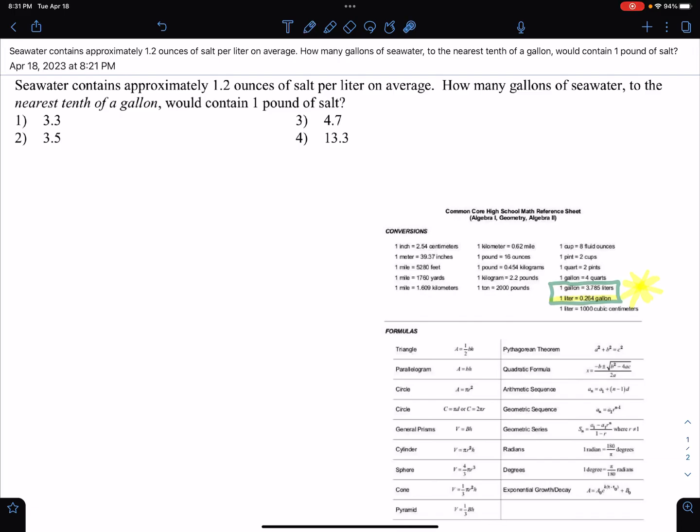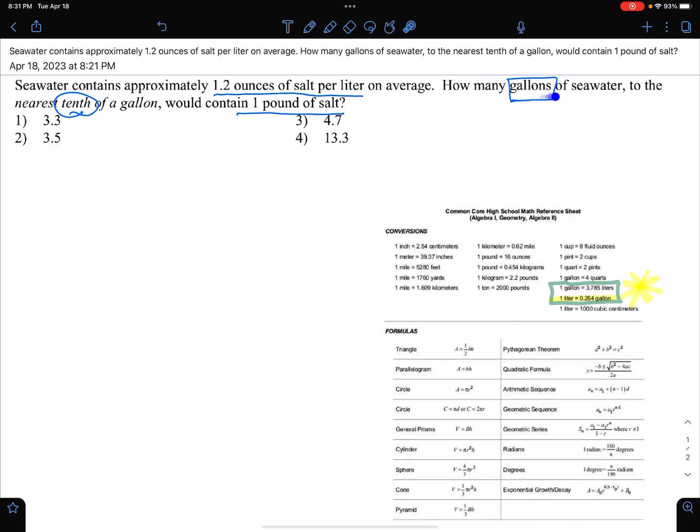So first of all, here we have seawater contains approximately 1.2 ounces of salt per liter on average. So let's underline 1.2 ounces of salt per liter. How many gallons, so this is what we want, of seawater to the nearest tenth of a gallon would contain 1 pound of salt? Now this last question is kind of hefty.